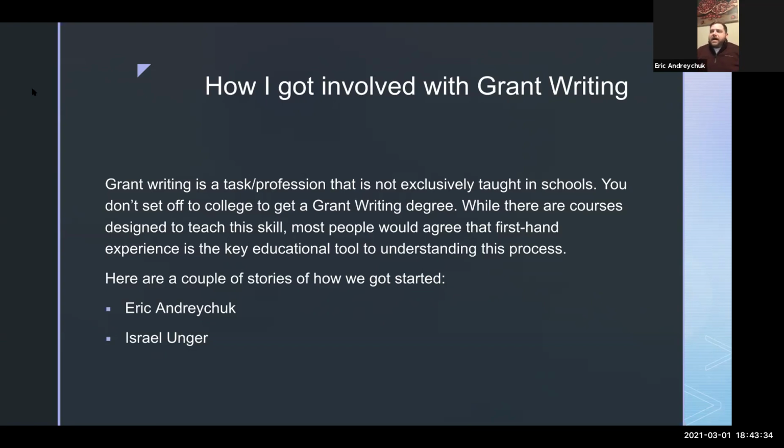My boss at the time said, "Here, why don't you start writing a couple of these? You've done journalism, writing for newspapers, so writing shouldn't be that difficult for you." So I started with a very small one for $500. It was to the local United Way in that county, and it was awarded. My boss said, "Well, why don't you try a little bit bigger one now?" So I wrote one for $1,500, and same thing. I was funded.